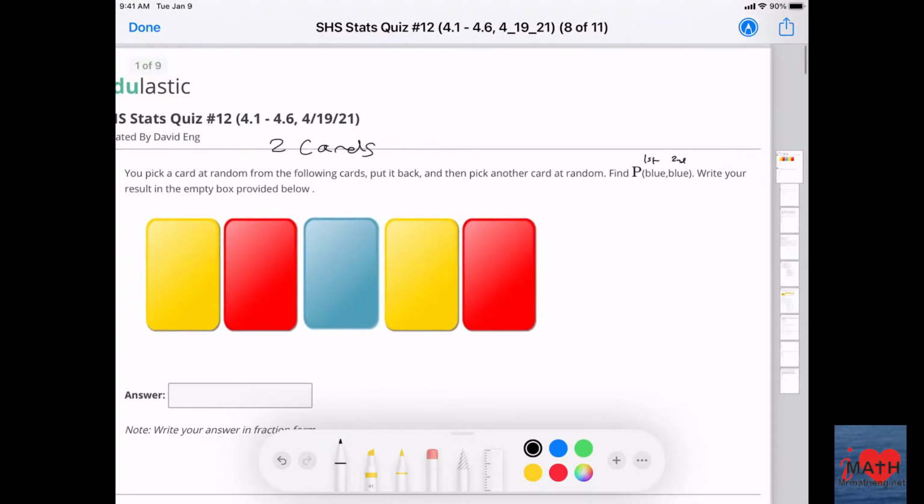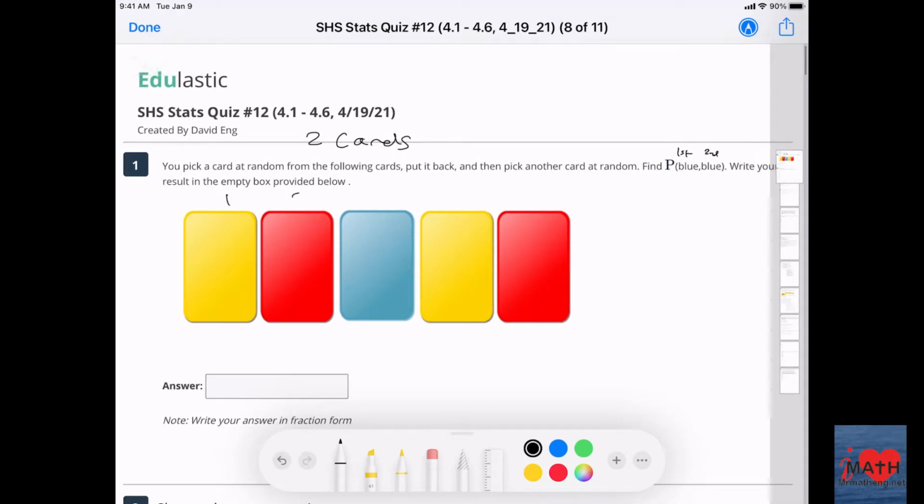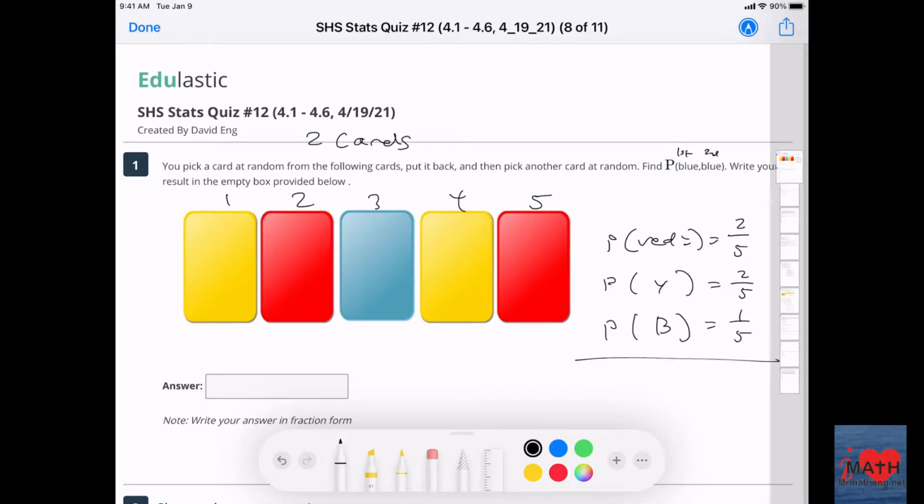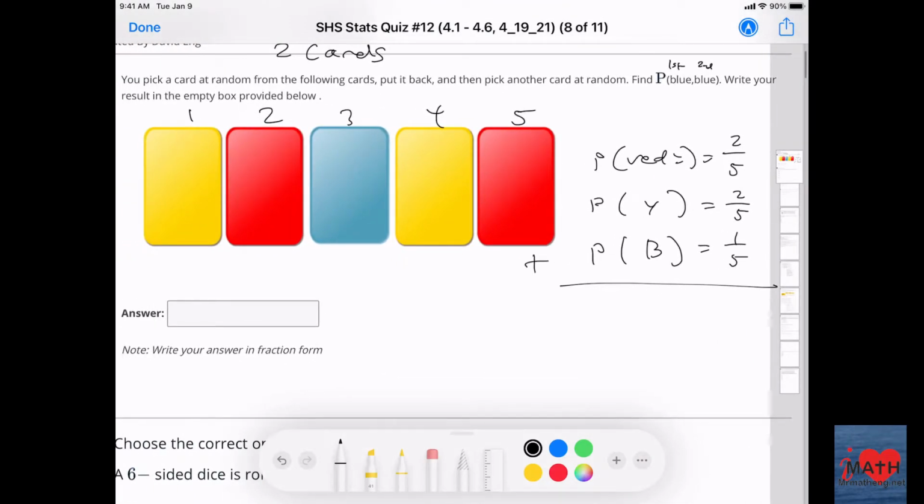Well, if I want to summarize, there are 5 of these, and the probability of getting, say, red would be, how many red cards are there? 2 out of total 5. And then yellow would be 2 out of 5, and the probability of blue would be what? 1 out of 5. And remember, if you add all those up, the probability should equal 5 over 5, which is 1. Remember, probability can only be 1.